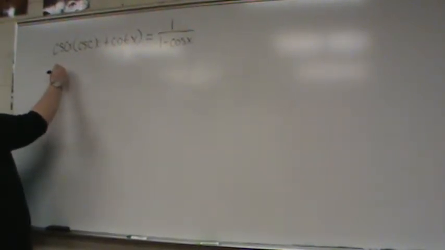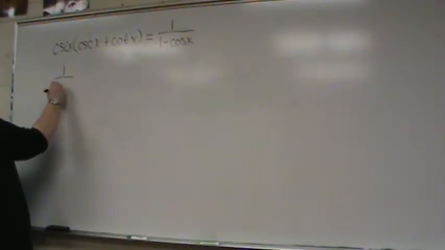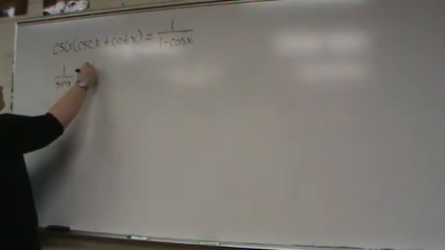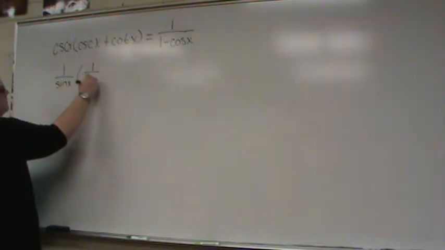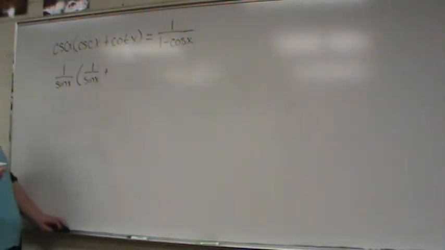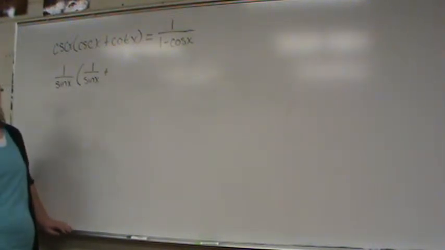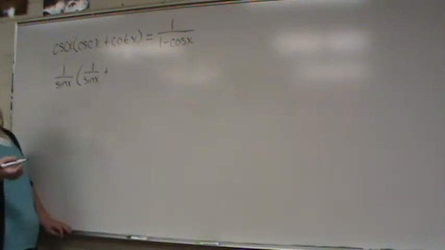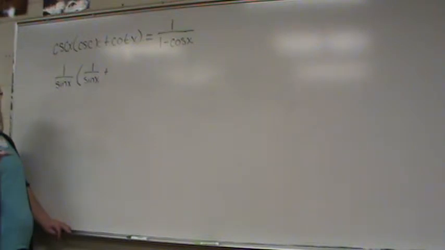What's cosecant? It is 1 over sine x. And then we're multiplying by, again, 1 over sine x. And then plus 1 over tangent. But if we're writing things in terms of sine and cosine, we might as well put the cotangent in terms of sine and cosine too right now. So what's cotangent? Cosine x over sine x. So it's cosine over sine. Remember that it's the reverse of tangent.